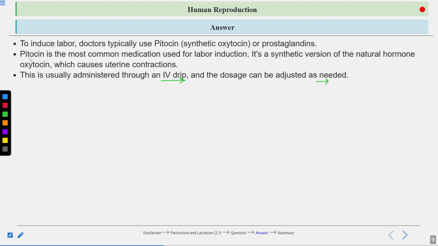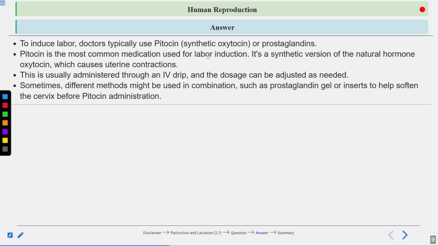So doctors use pitocin to induce the uterine contractions. When the contractions are induced, this is known as labor. So this is the medicine used for labor induction. Sometimes different methods might be used in combination, such as prostaglandin gel or inserts to help soften the cervix before pitocin administration. Clear?